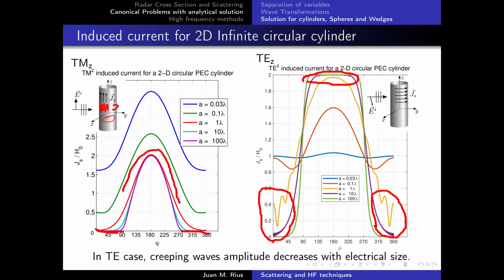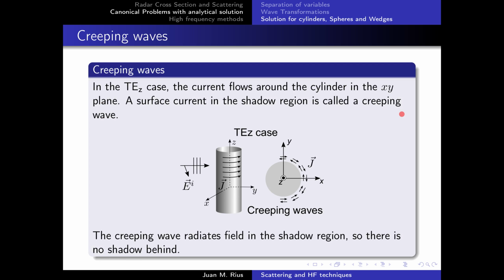Why? Because in the TE case we have the incident field that is transverse. It is in XY coordinates, so it produces a horizontal current, and the horizontal current flows around the cylinder and the current can reach the shadow region of the cylinder, the region that is not illuminated by the incident field. However, this current radiates. As we can see in the next slide, this current in the TE case that flows around the cylinder in the shadow region of the cylinder, it radiates.